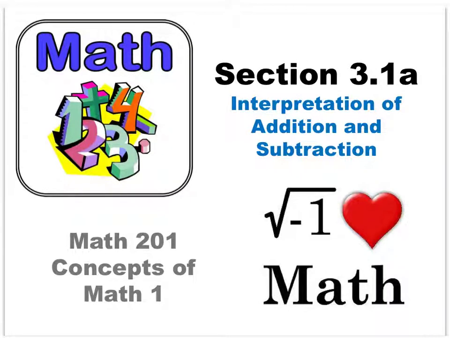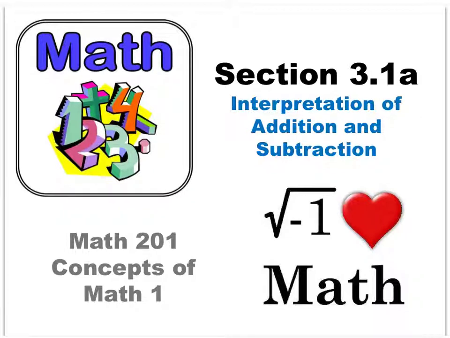Hello, this is the section 3.1a lesson. In chapters 1 and 2, we've been talking about numbers, different types of numbers: positive numbers, negative numbers, decimals, fractions. Now in chapter 3, we're going to start talking about arithmetic. And we're going to start off with the simplest type of arithmetic, mainly addition and subtraction.